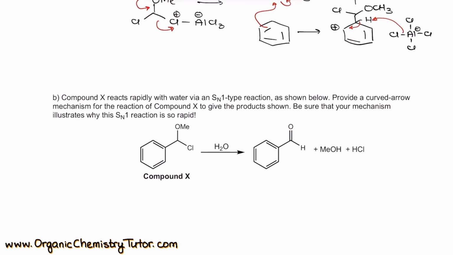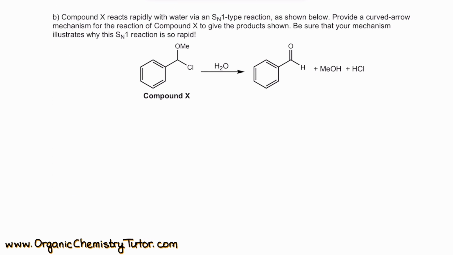Alright, so the next part of this reaction says that the compound X rapidly reacts with water in an SN1 type reaction as shown below. Provide a curved arrow mechanism for the reaction of compound X to give the product shown, and be sure that your mechanism illustrates SN1 and an explanation of why it goes so rapidly. Okay, well, if it is an SN1 style reaction, it means that we are going to start with the leaving group dissociation. Out of two possible leaving groups that we have in front of us, the most likely leaving group is going to be chlorine.